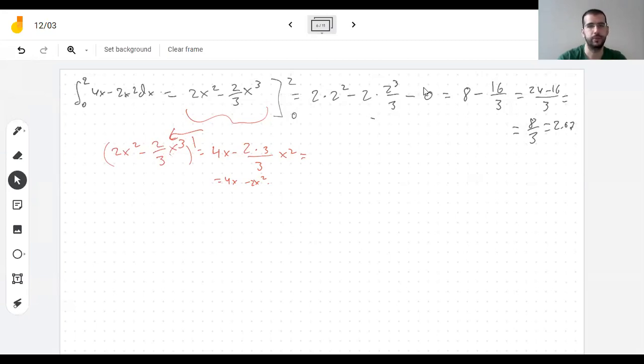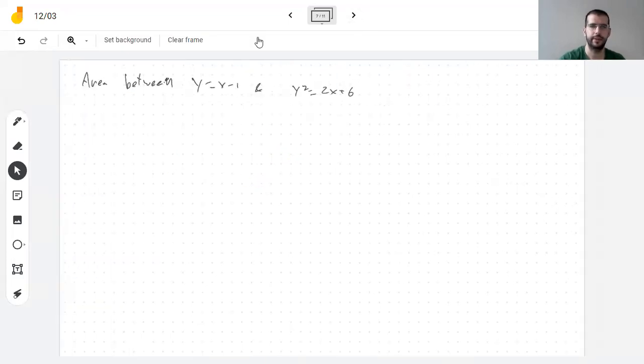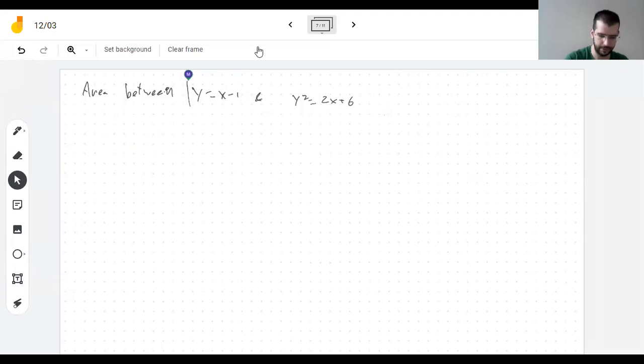So in principle, any shape that you can think of, you should be able to put between enough graphs that you should be able to compute the area. So how about this one? The area between y equals x minus 1 and y squared equals 2x plus 6.